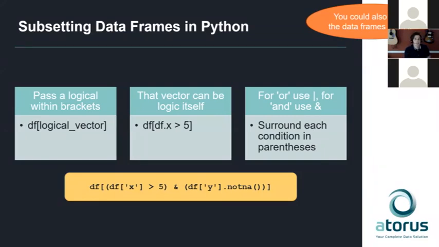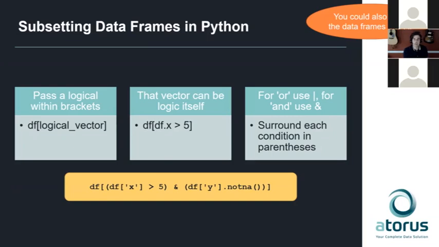So, subsetting data frames in Python. This is something that R, if you're familiar with tidyverse filter, makes really easy. There are a few different ways you can do this. The first way is you can pass a logical vector. If you've already done a check for the rows that you want and you get a vector of trues and falses, then you can just pass that vector in and it will give you back just the rows that are marked true.